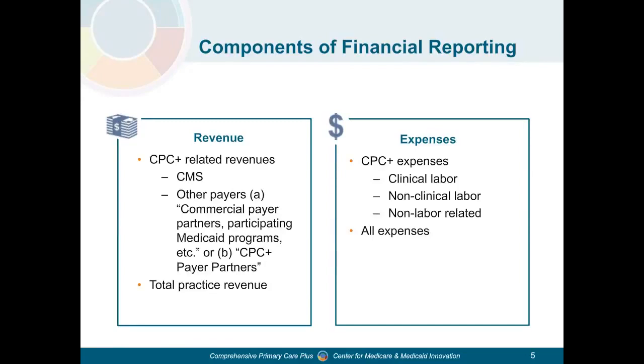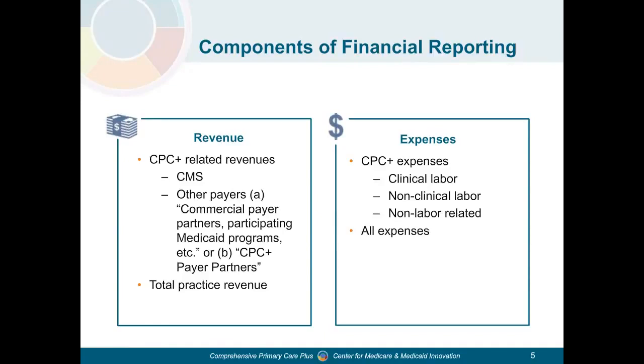So, to reiterate, for CPC Plus financial reporting, my apologies, you need to report both your aggregate level practice financial data and a more specific breakdown of CPC Plus related finances. For the aggregate level data, just provide the bottom line totals. CMS does not need you to provide a breakdown of non-CPC Plus related finances. So no need to specify any grant funds you have coming in or breakdown of payments that you receive from payers that aren't participating in CPC Plus.